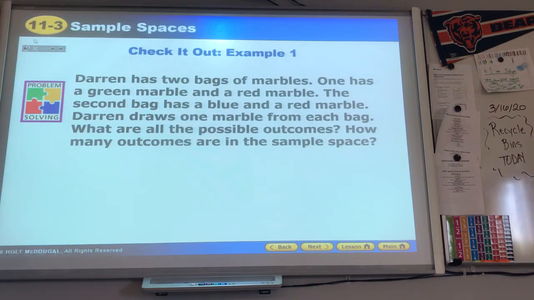Darren has 2 bags of marbles. One has a green marble and a red marble. The second bag has a blue and a red marble. Darren draws 1 marble from each bag. What are the possible outcomes? What are all of them? One has a green marble and a red marble. The other has a blue and a red.